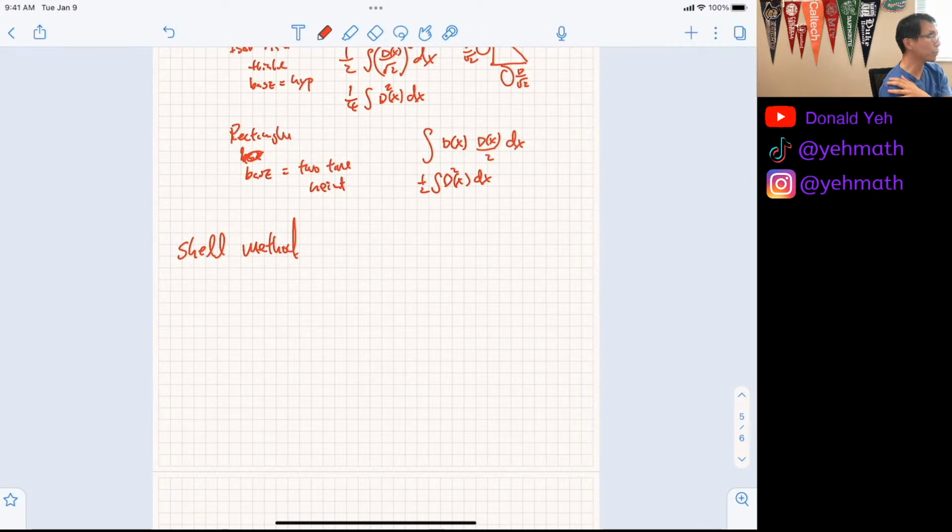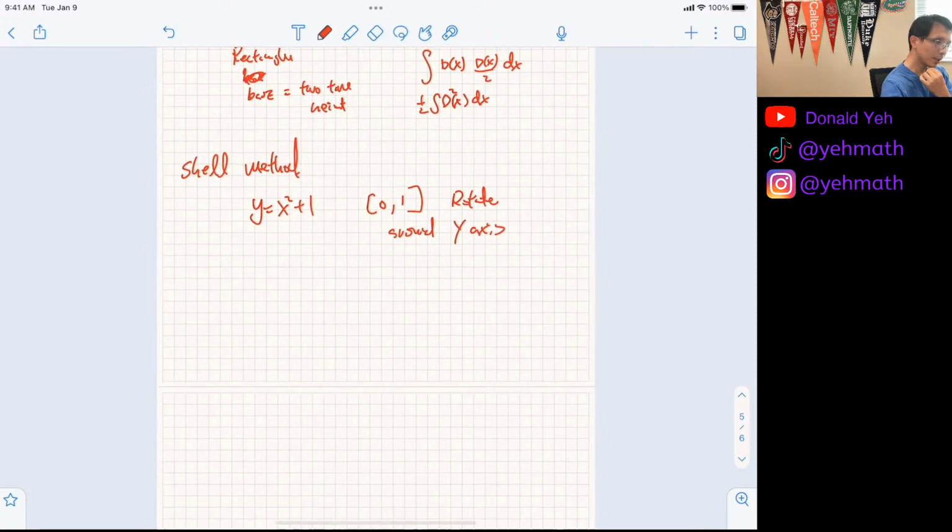Okay, the shell method is a little bit tricky. That just says y equal to x squared plus 1, and the boundary is between 0 to 1. And rotate around the y-axis. So let's graph them. So x squared here, and it's rotating around the y-axis. So it's gonna go like this.